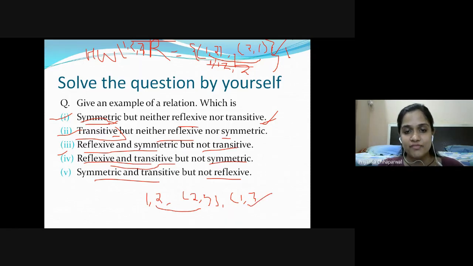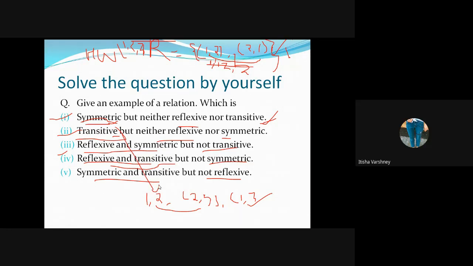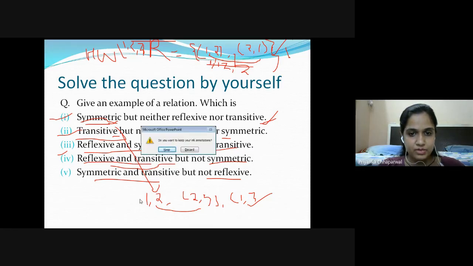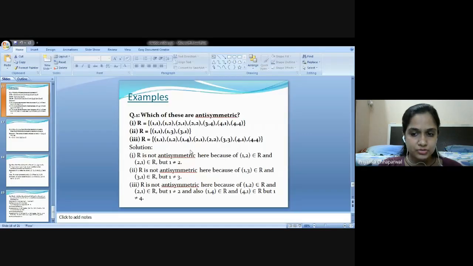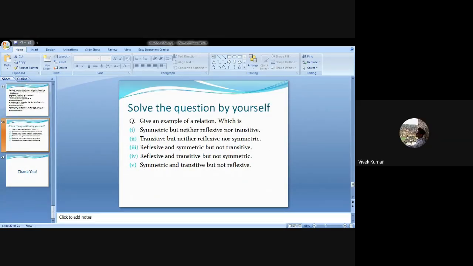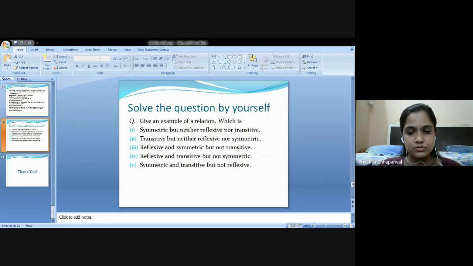Second, is it reflexive? It is not reflexive. Is it symmetric? No, it is not symmetric. So it is a transitive relation. Is it clear? Yes, ma'am. You just try to solve all three questions. It is your homework. Do you have any doubts? No doubt, ma'am.